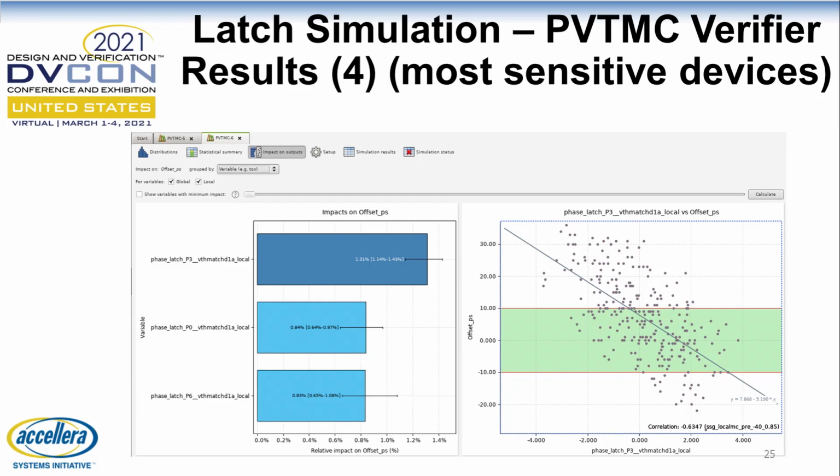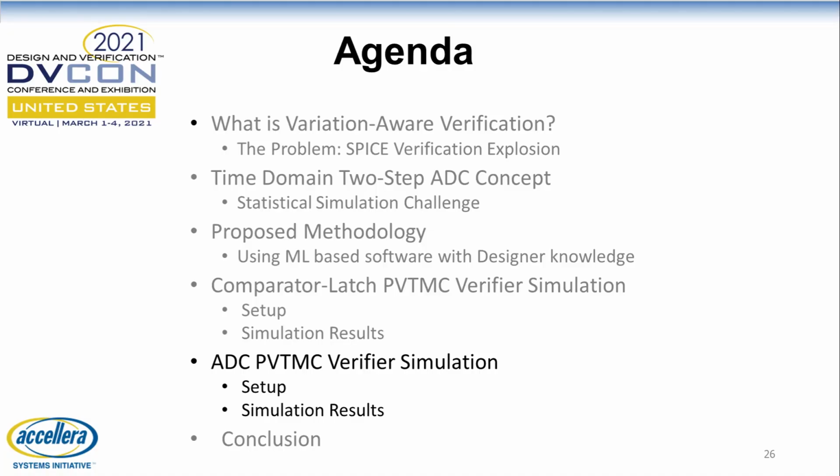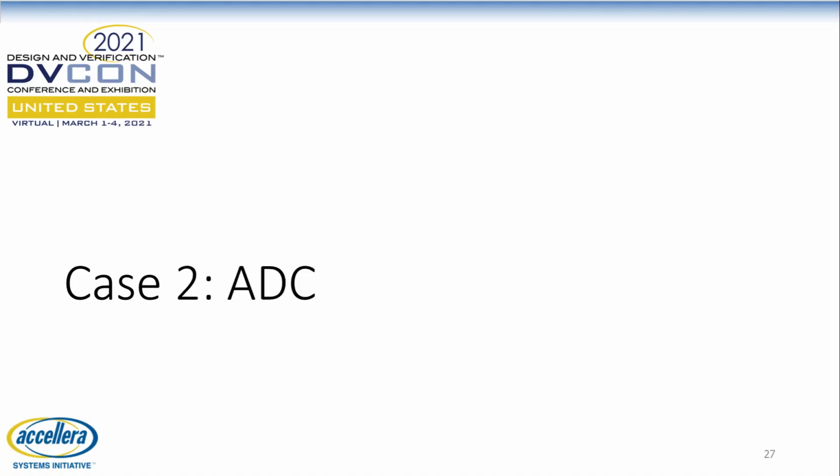impact on the measured output. The graph on the left shows that phase latch P3 has the most impact. From this information, we get more insight into what type of design adjustment to make to improve the performance of the design. Let us now look at the simulation of the full ADC.